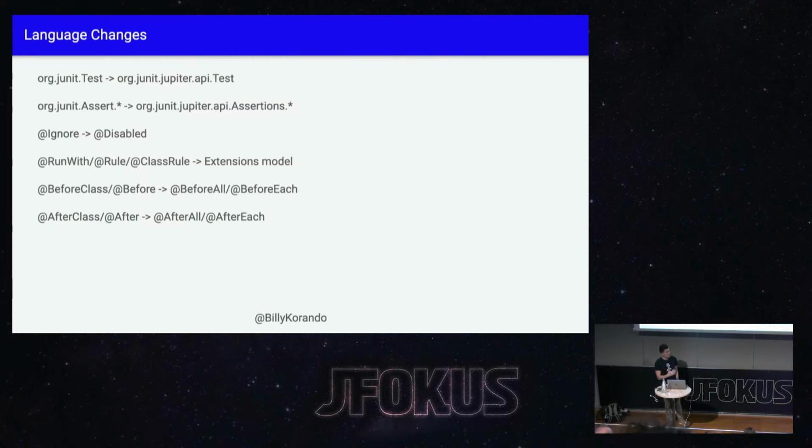So to start writing things in Jupiter, there are some language changes. Instead of using org.junit.Test for your test annotation, you would use org.junit.jupiter.api.Test, and that would then denote within the JUnit framework that this is a JUnit 5 test and allow it to use the JUnit 5 features.